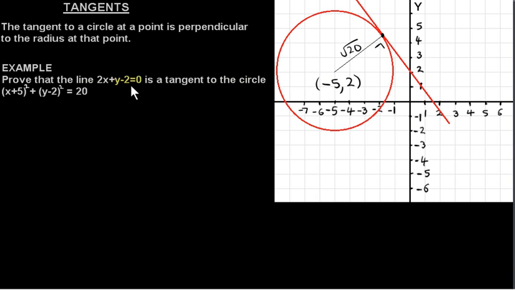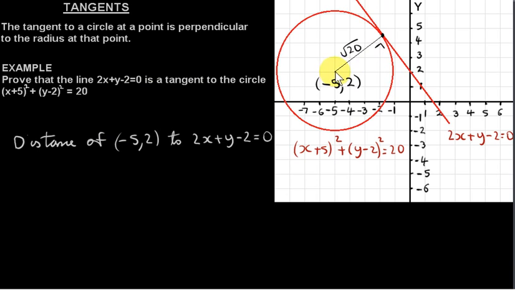This line is 2x + y - 2 = 0. So we're jumping ahead a bit here. We showed a line touching the circle at one point, which is what we're trying to prove actually. But you can see from this sketch an approach to proving that this line is indeed a tangent to the circle. We get the distance of the center of the circle to the line 2x + y - 2 = 0. By distance we mean the shortest distance of a point to a line, or the perpendicular distance of a point to a line. And if the perpendicular distance is equal to the radius, then this line 2x + y - 2 = 0 is indeed a tangent to this circle.